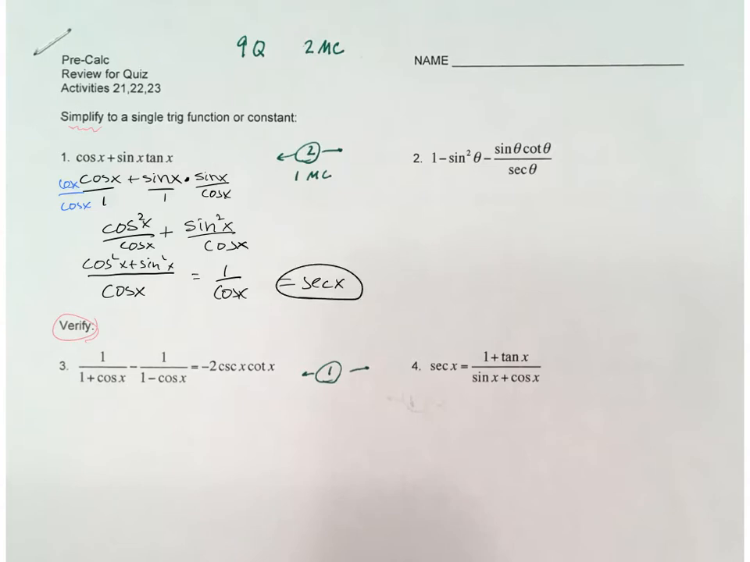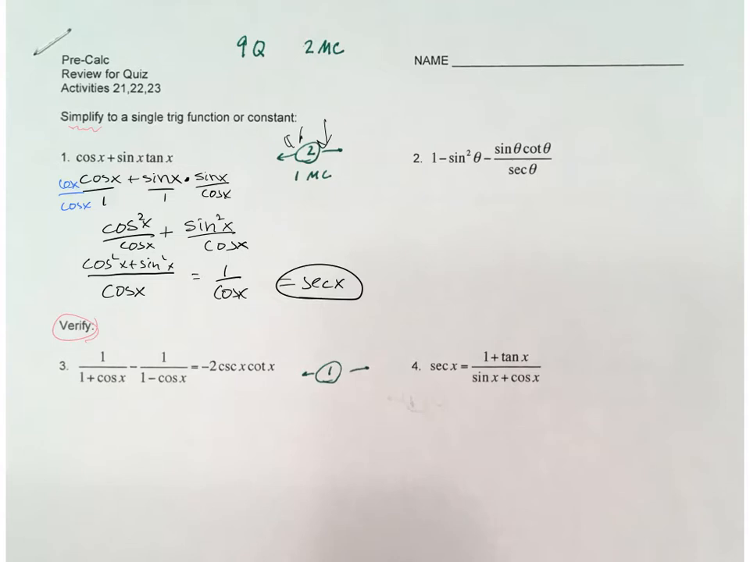Now, these first two problems that the directions say simplify, there are 2 of these on the quiz. That's what my little green 2 is here. One of the 2 is multiple choice.